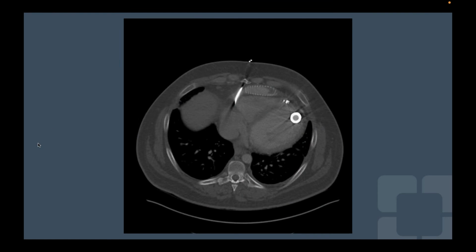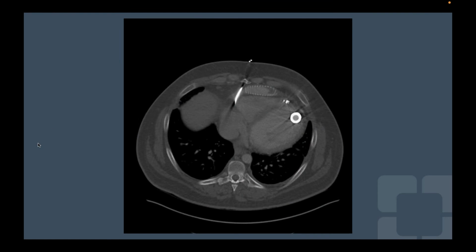And this is the third case. Again, this is just a quick show and tell. This was a great pickup. This is a patient that presented with abdominal pain. They did a CT of the abdomen and pelvis in the ER, and a very astute radiologist, and I'll start with the disclaimer that it wasn't me, picked this up.